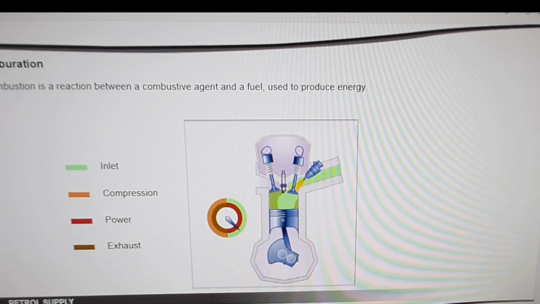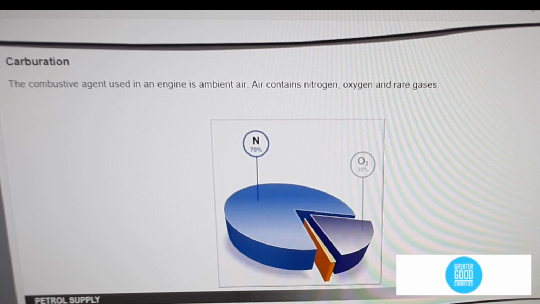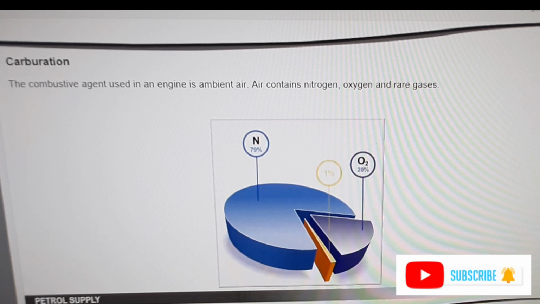In a four-stroke engine, only the power stroke accelerates the engine. This power stroke is caused by a pressure increase due to combustion. Combustion is a reaction between a combustive agent and a fuel used to produce energy. The combustive agent used in an engine is ambient air. Air consists of the following gases: 79% nitrogen and 20% oxygen. The remaining percentage comprises rare gases.